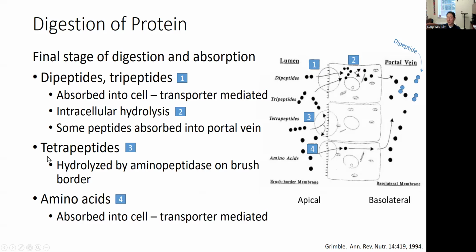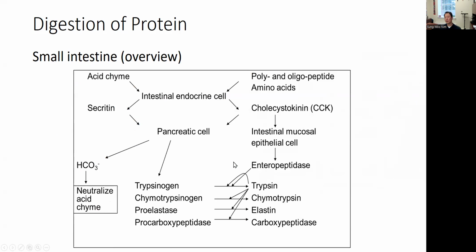In the case of tetrapeptide, or a little longer than tetrapeptides, it will be further digested by aminopeptidase on the brush border of the enterocyte, and it becomes smaller peptide, dipeptide, tripeptide, or single amino acid and is absorbed. Okay? So at the end of protein digestion, it should be single amino acids or dipeptides or tripeptides to be absorbed. Okay? So this is the overview of protein digestion.